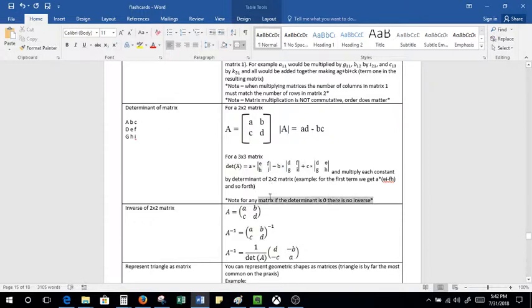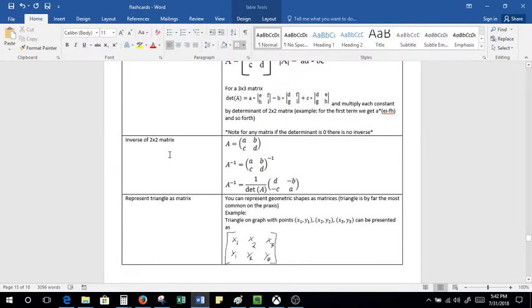By the way, note that if any matrix has a determinant that is 0, there is no inverse, so you don't need to go any further. If they ask you to find an inverse of a matrix, or they may ask you why there is or is not one, you may not even have to calculate it. To find the inverse of a 2 by 2 matrix, they are not going to ask you. I've never heard of anyone being asked to do the inverse of a 3 by 3, so we're only going to learn how to do a 2 by 2.